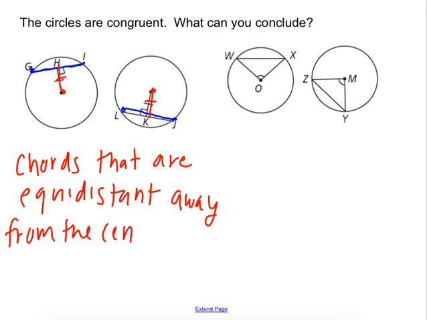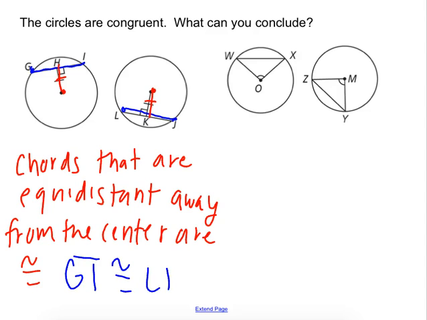I don't know why I wrote this out, but you can write it out. Or not, you can do what you wish. So, long story short there, we find GI is congruent to LJ. You probably could have just written that, but that's all right. So again, that's just because they are the same distance away from the center.